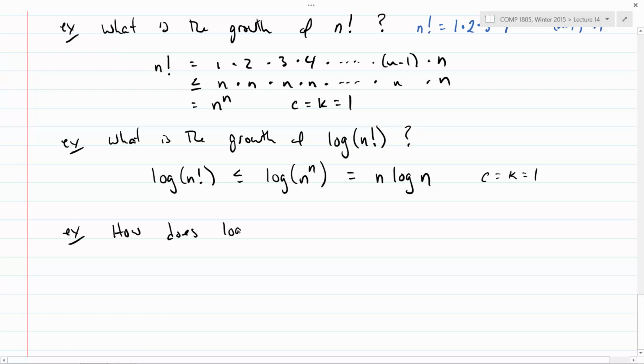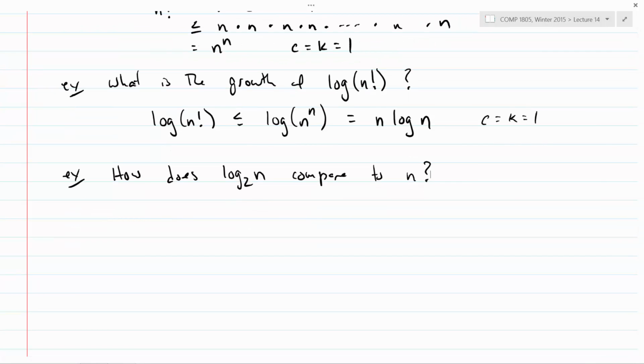How does log base 2 of n compare to n? So is log base 2 of n big O of n, or is n big O of log base 2 of n? How do these compare?